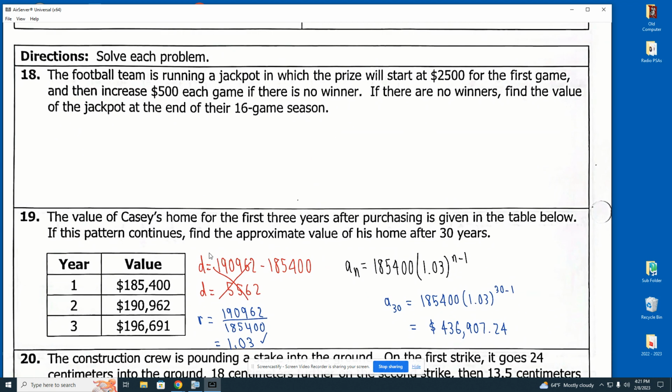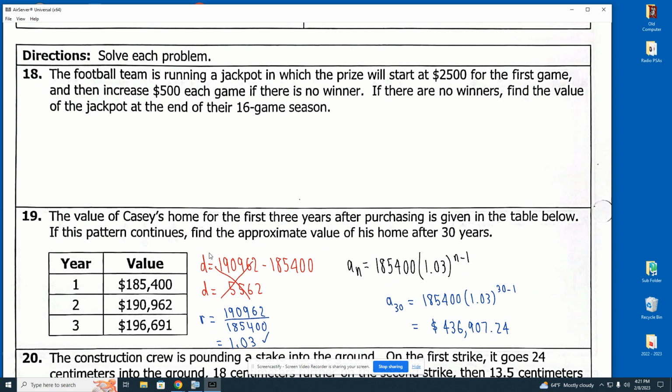Here you can see number 19, and you can be looking at that while I'm doing number 18. See, the football team is running a jackpot in which the prize will start at $2,500 for the first game. So here's what that tells me. That tells me my first term is 2,500. But then it tells me it will increase 500 each game if there's no winner. So that's telling me it's going up $500. Going up 500 consistently means it's a common difference. And therefore, this thing is arithmetic.